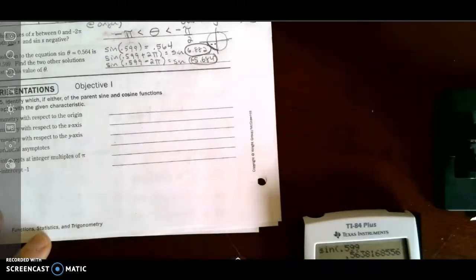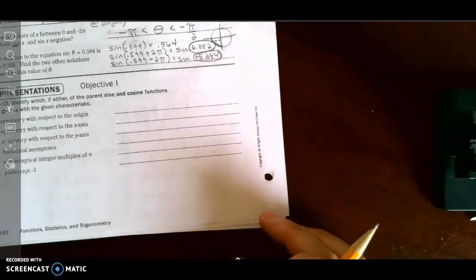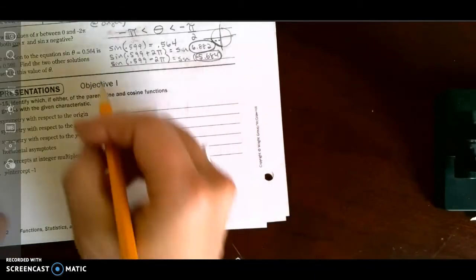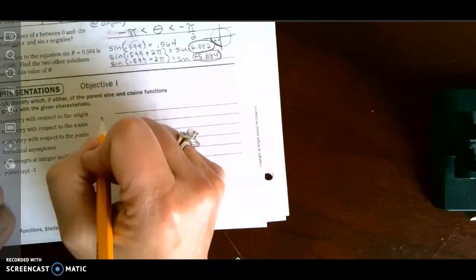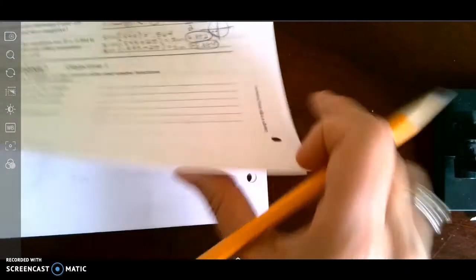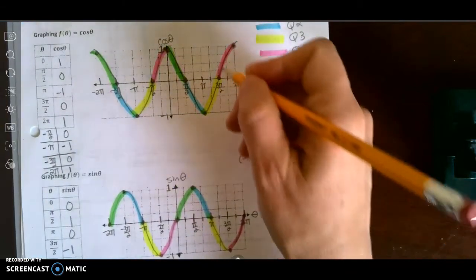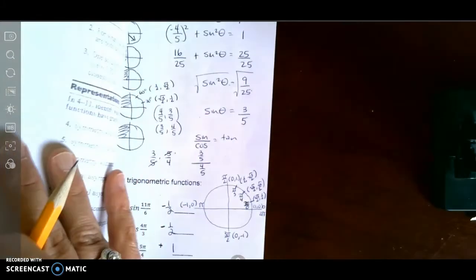Okay, let's go to number 10. Here's where we're going to be answering questions about the sine, cosine, and tangent. Not tangent, actually they just want to know about sine and cosine. Identify which, if either, of the parent sine and cosine functions have graphs with the given characteristic. So again, the graphs that we're thinking about are from this page right here. These are the two graphs we're looking at, cosine and sine, and these are the questions that we want to answer. Let's go ahead and do that.